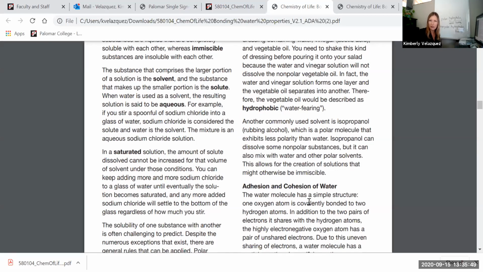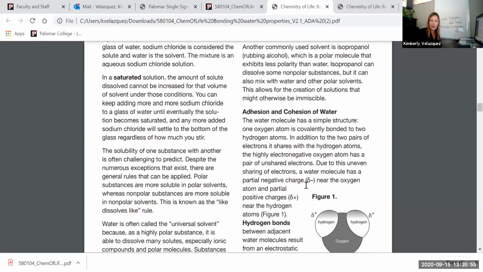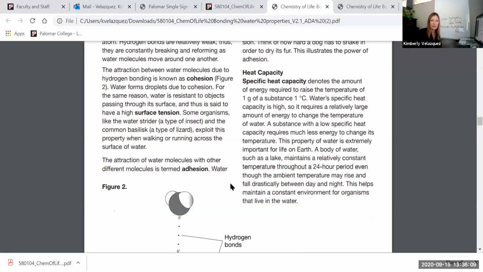Adhesion and cohesion are two very important properties of water, so make sure you reread this as a review if you don't remember. Remember that adhesion is water sticking to water, and that's what causes surface tension on water. And then cohesion is water molecules sticking to other objects or surfaces. So make sure you read all of that.